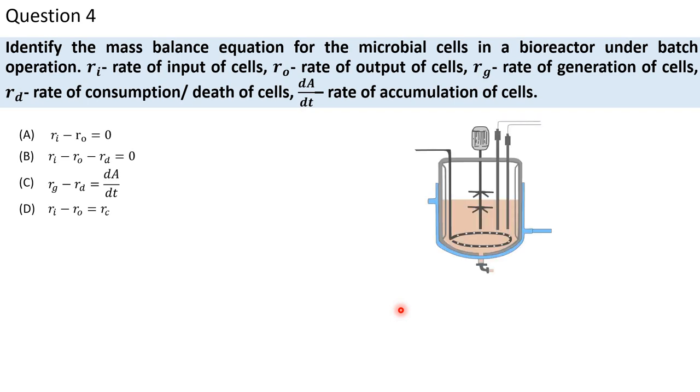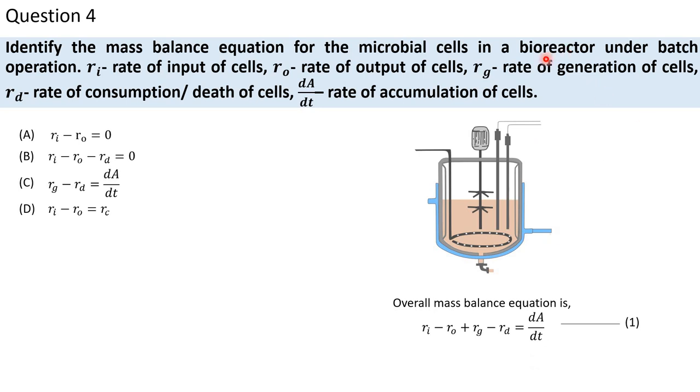So we'll just see what happens in batch operation. So the overall mass balance for a process is Ri minus R0 plus Rg minus Rd is equal to the accumulation that has been given here. So we have just used the designations that have been given in the problem statement.